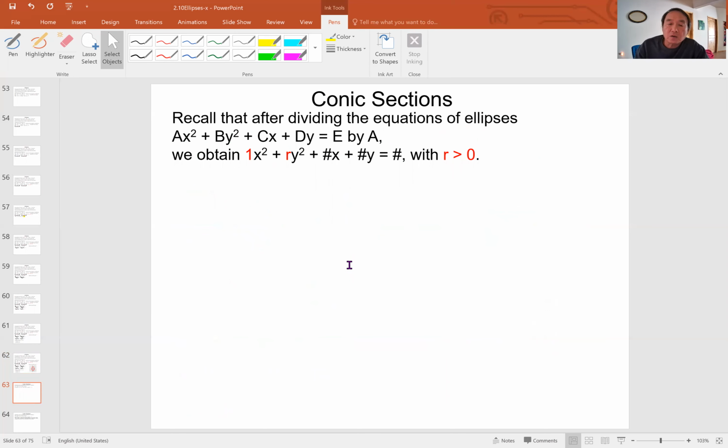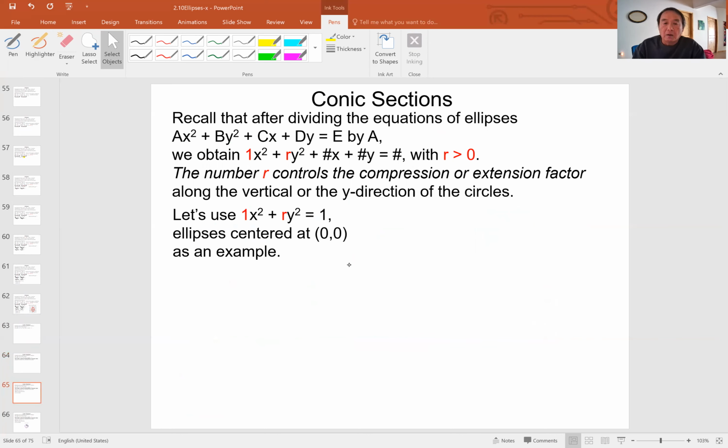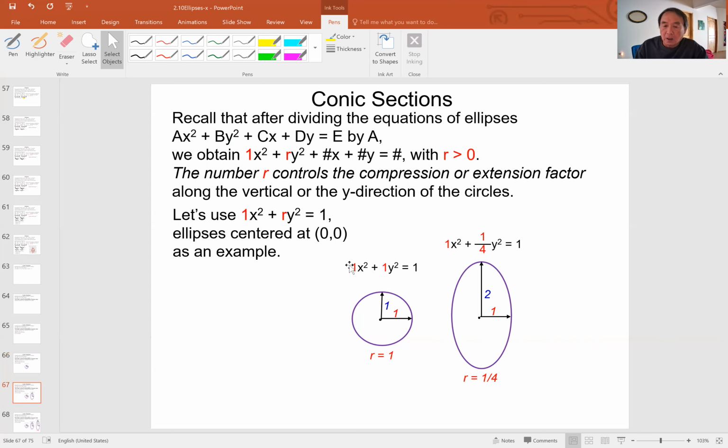Remember, we said in the case where r is positive, if r is 1, we get a circle, but if r is not 1, but the same sign, then we get a stretched circle, which is an ellipse. How? Let's use the equation with center 0, 0. So if r is 1, I get a circle.